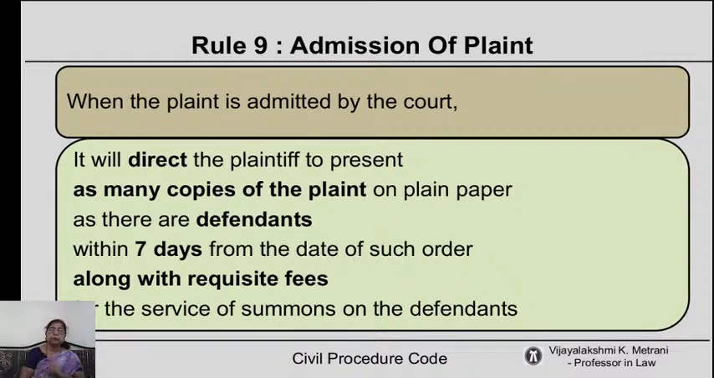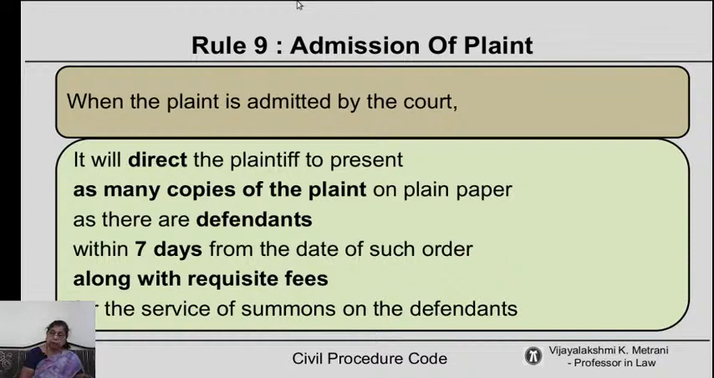When it is admitted, the court will direct the plaintiff to present as many copies of the plaint on plain paper as there are defendants. Suppose there are 2 or more defendants, then the court will ask the plaintiff to present copies; suppose there are 3 defendants, or 4 defendants, then 4 copies of the plaint have to be presented along with the plaint.